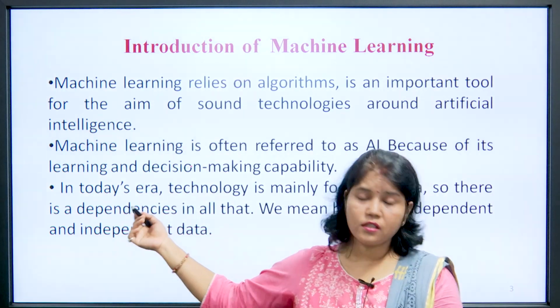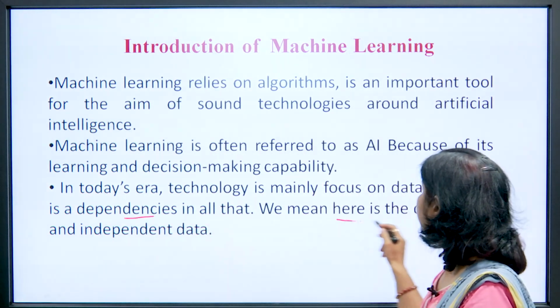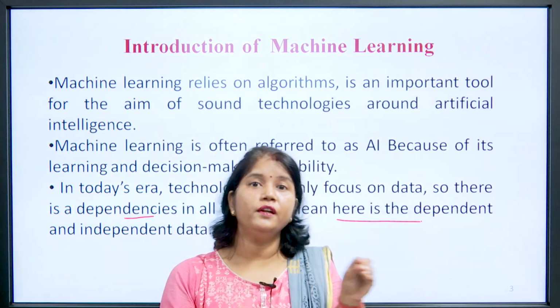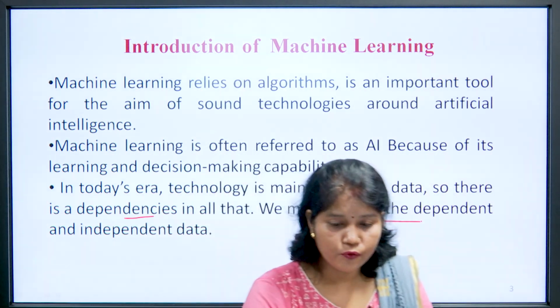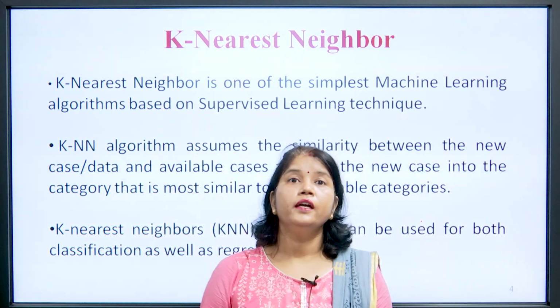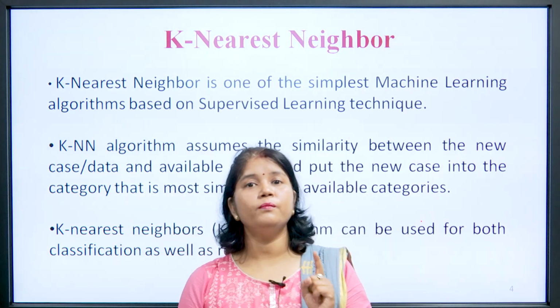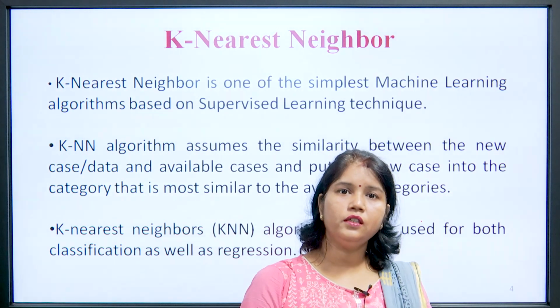This is just the machine learning you have seen there. Here we mean the dependent and independent variable; obviously something will be dependent on some independent variable for taking the decision. So, what I am focusing on is the basic k nearest neighbor. K nearest neighbor is one of the simplest machine learning algorithms based on supervised learning techniques, isn't it?